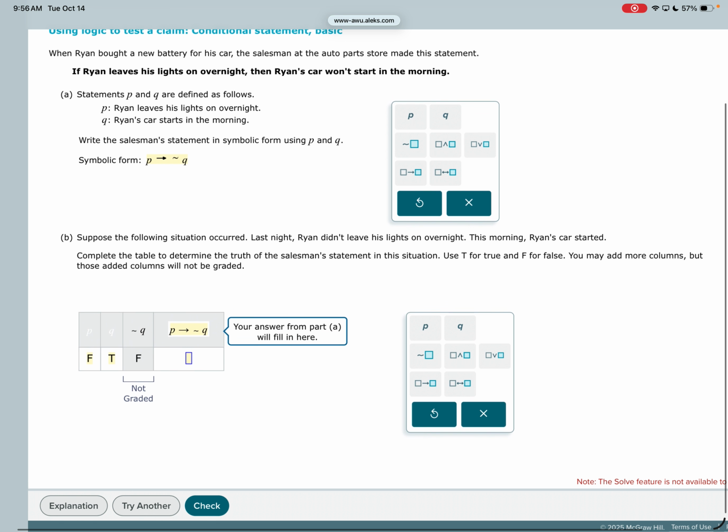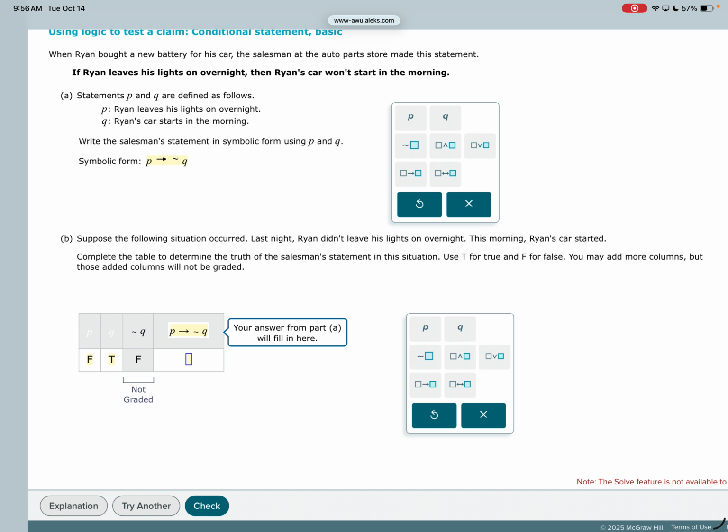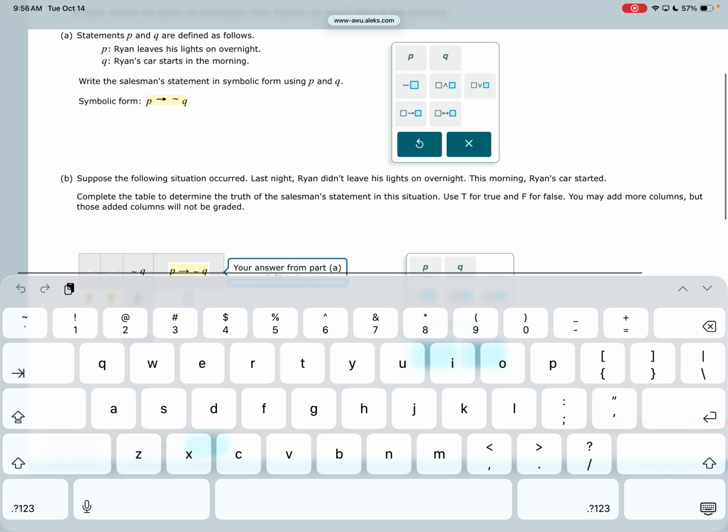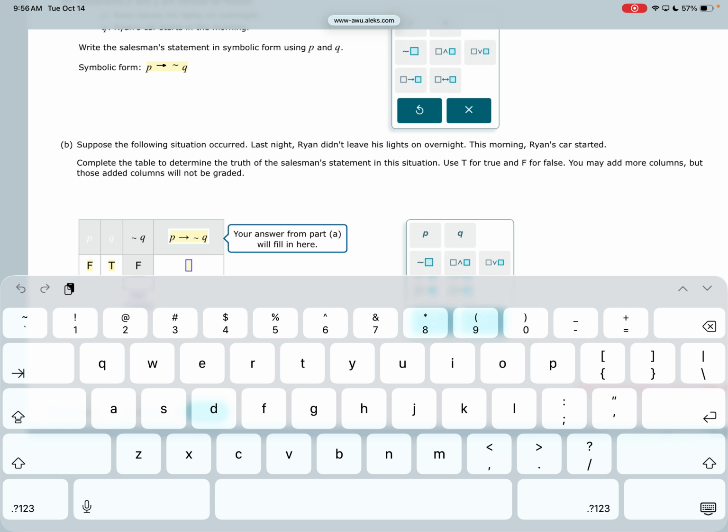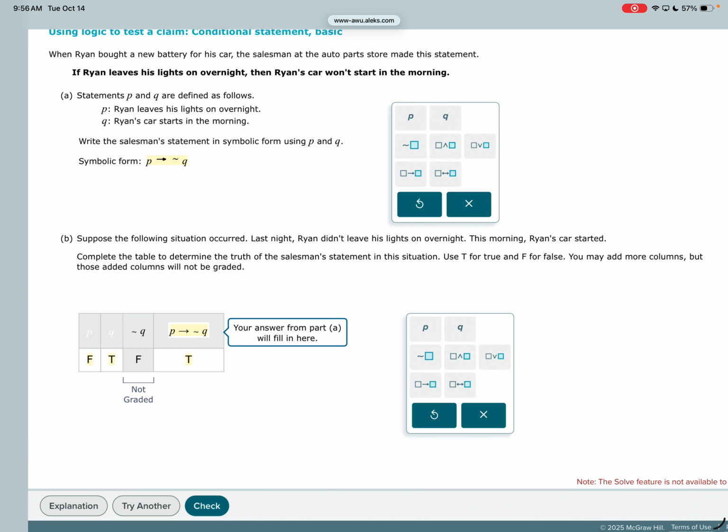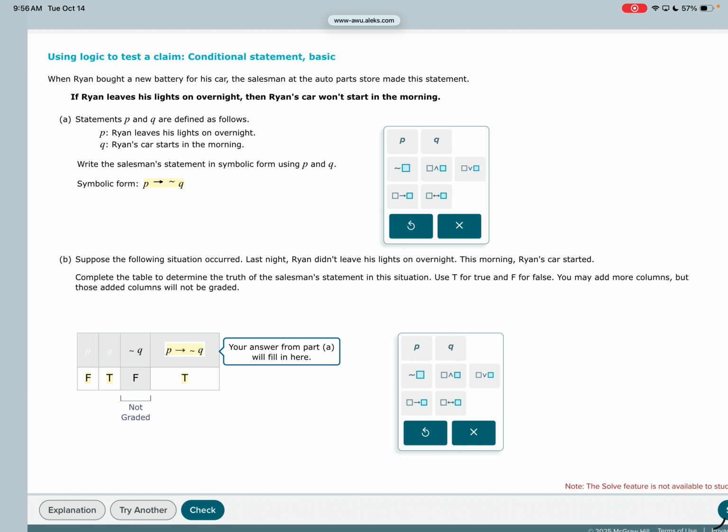All right. So now I'm saying if P, then not Q. So I'm looking at the first and the third column. That's an F and an F. If then is only false if the first is true and the second is false. So that is going to be true.